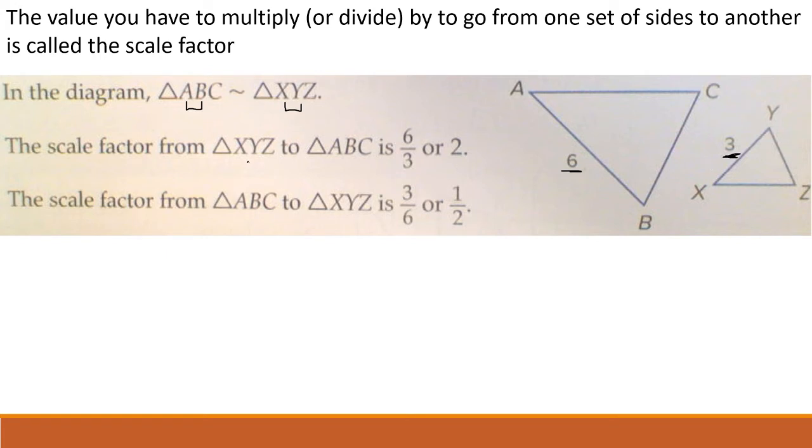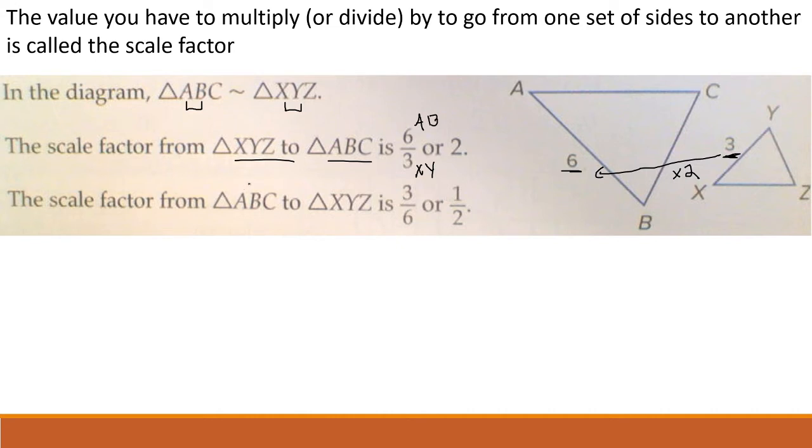So if I want to say the scale factor from XY to AB, that would be 6 to 3. So the scale factor is kind of written backwards. So if I say XYZ to ABC, that means that AB is the one that goes on top, the 6, and the XY is the one that goes on bottom, or the 3. Because again, what this is saying is, what do you have to do to this triangle to get to this triangle? And as we can see here, that's timesing by 2. 3 times 2 gives me 6. Okay? That's the scale factor that way.